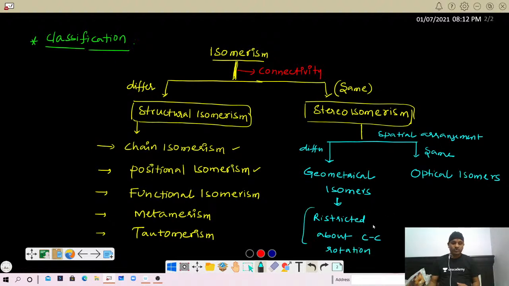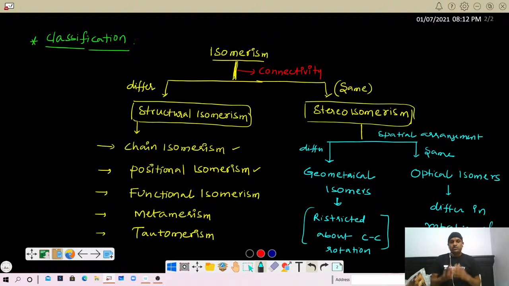So in compounds where there is a restriction, even a carbon-carbon double bond system, geometrical isomers arise. And in optical isomers, it is due to differing rotation of plane polarized light, PPL. This part we'll discuss in the next classes.